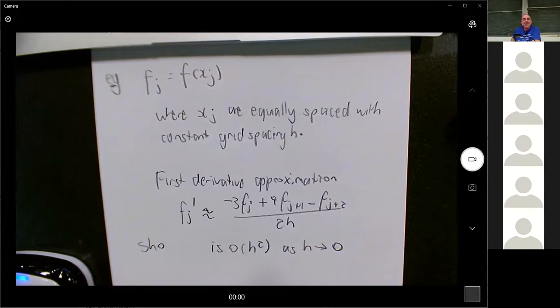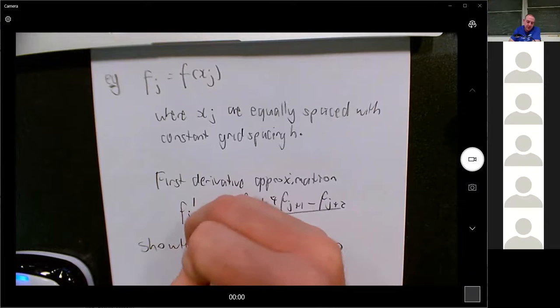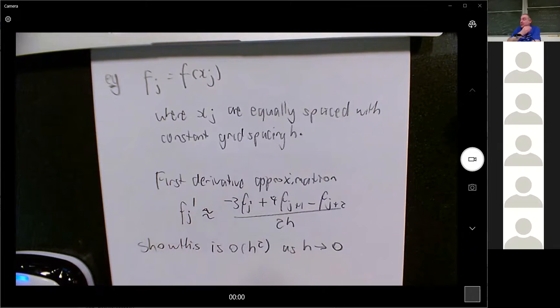fj is f of xj, the xj's are equally spaced with constant grid spacing h. The first derivative approximation is this, minus 3fj plus 4fj plus 1 minus fj plus 2 over 2h, and show this is big O of h squared as h goes to 0.